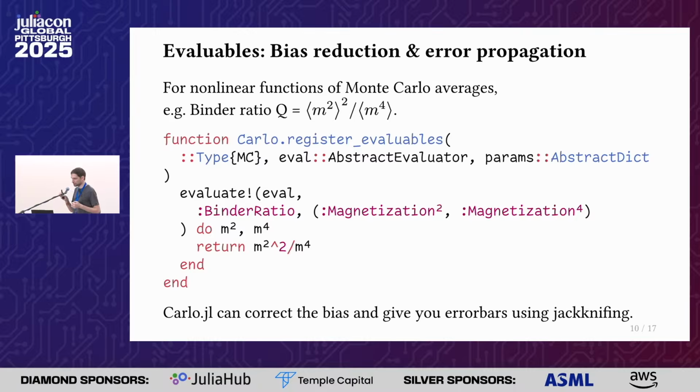And this bias can be pretty significant, because imagine you have some disordered magnet, then this distribution of the magnetization moment can be actually squeezed against zero and quite non-Gaussian. So it's important that we have something to correct any biases and also get the correct error bar. But Carlo has your back on this. There's this facility called evaluables. You have this register evaluable function where you can define functions of the observables, and Carlo will do jackknifing and correct the bias and give you the correct error bars for this one.